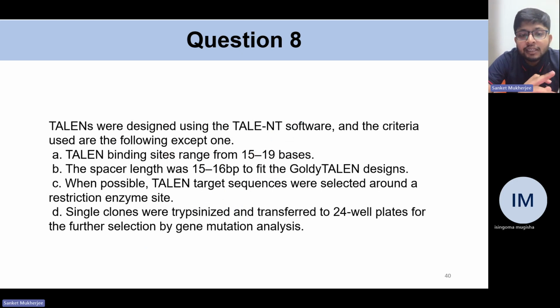Now let's come to question 8. TALENs were designed using TALE-NT software, and the criteria used are the following except one. Is it A, TALEN binding sites range from 15 to 19 bases? B, the spacer length was 15 to 16 base pairs to fit the Golden Gate TALEN design. C, when possible, TALEN target sequences were selected around a restriction enzyme site. Or D, single clones were trypsinized and transferred to 24 well plates for further selection by gene mutation analysis. I'll give you a minute to think about it, and then we'll discuss the answer.